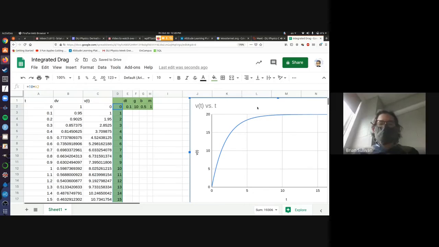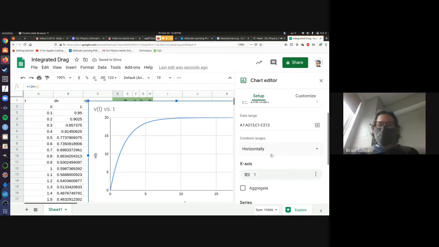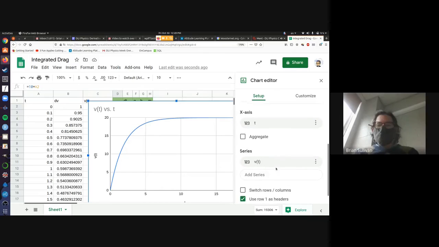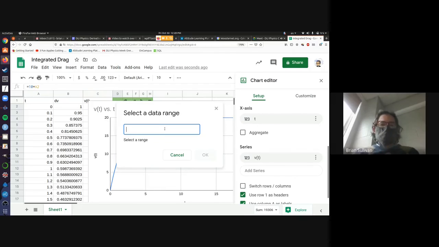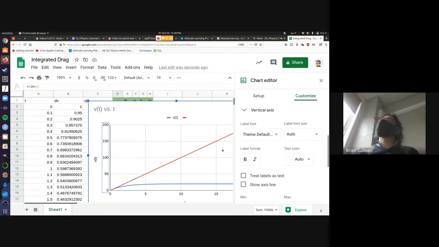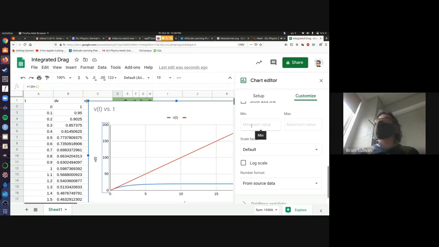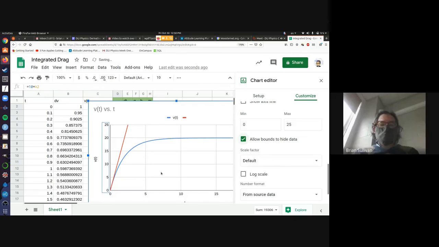Now I could add a series to my chart, click in my 3 dots, edit my chart, series, maybe I'll add a series. My series is D colon D. Now I can't see anything. What does that mean? It means all of D. D colon D or A colon A means take the whole column. We'll go from 0, since we know it goes up to 25.